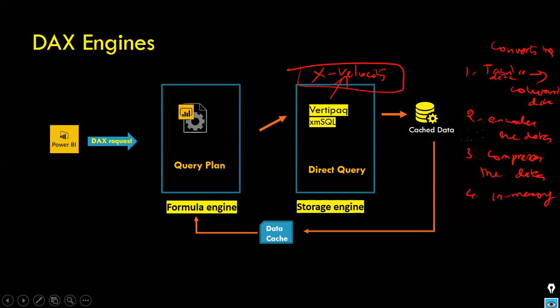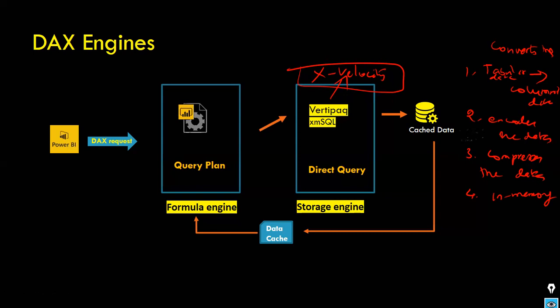Upon receiving the request from the formula engine in the form of a query plan, the storage engine sends that query plan to your Vertipaq, and then in the case of import connectivity mode, the Vertipaq or X velocity kicks in behind the scene, and it performs these four tasks. Anything in memory is faster. That too, it compresses data and loads the data in memory.